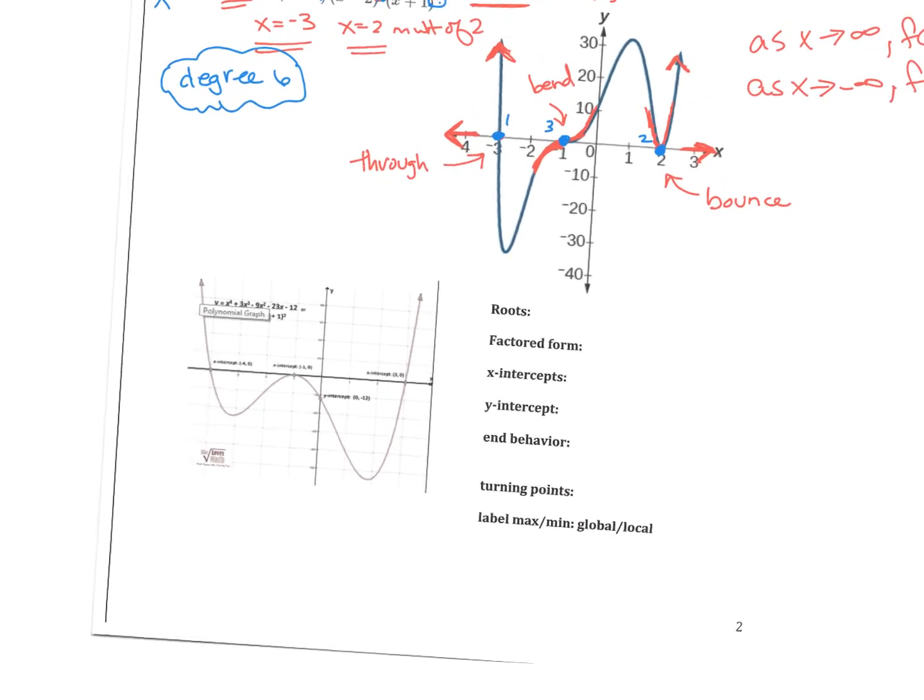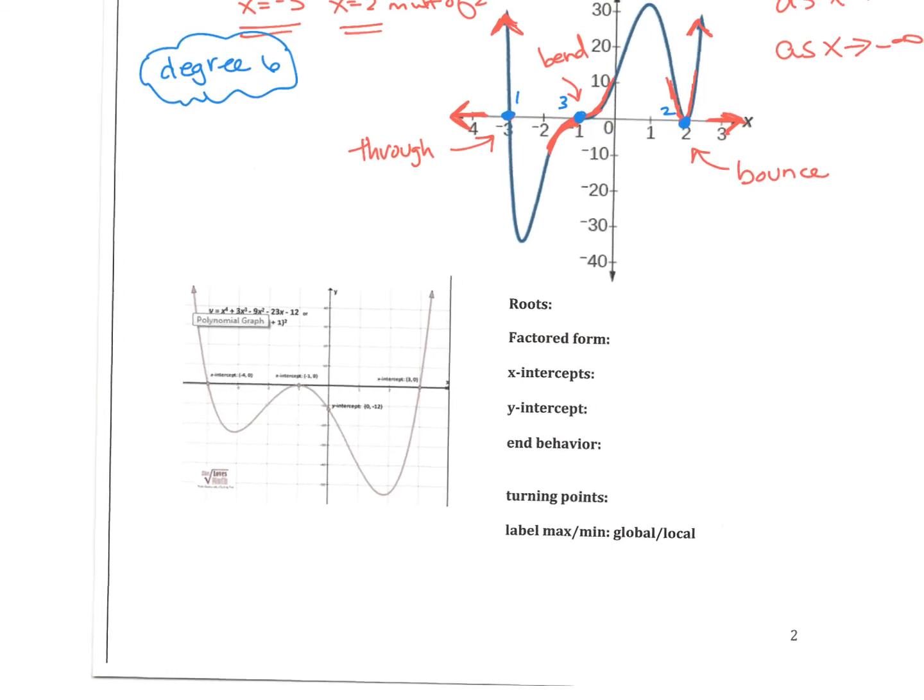This particular function is graphed for us, and we're asked to find a few things. So it asked me to find my roots. So let's take a look at them. Right here is a root at x equals negative 4. The graph goes straight through, so there's no multiplicity there. There's no bounce. There's no bend.